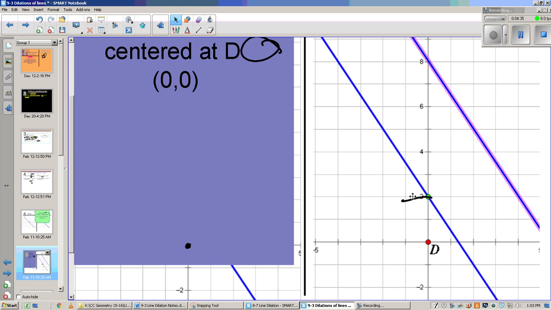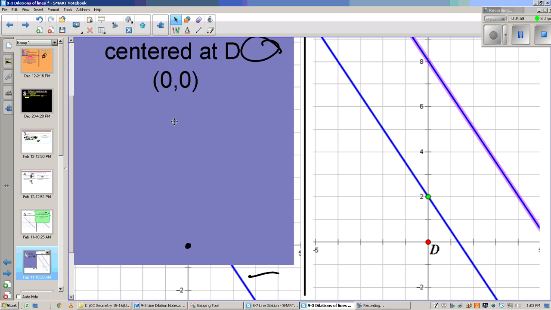All right, so if you noticed, some things have changed. What changed about the line? If you notice, the lines are parallel, which makes sense because in dilations the segments will always be parallel. Parallelism is preserved. But what did change? The slopes are going to be the same, but what changed is the y-intercept.